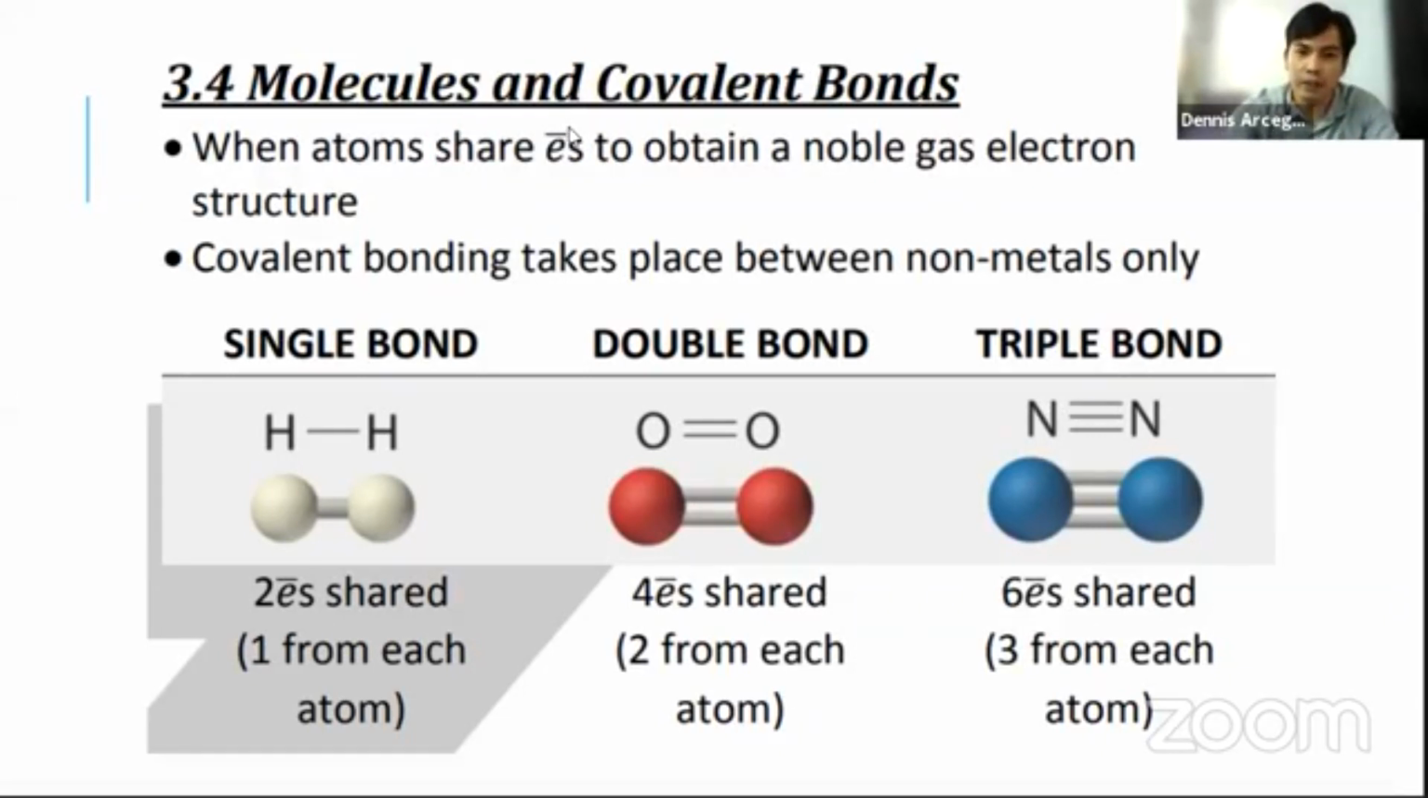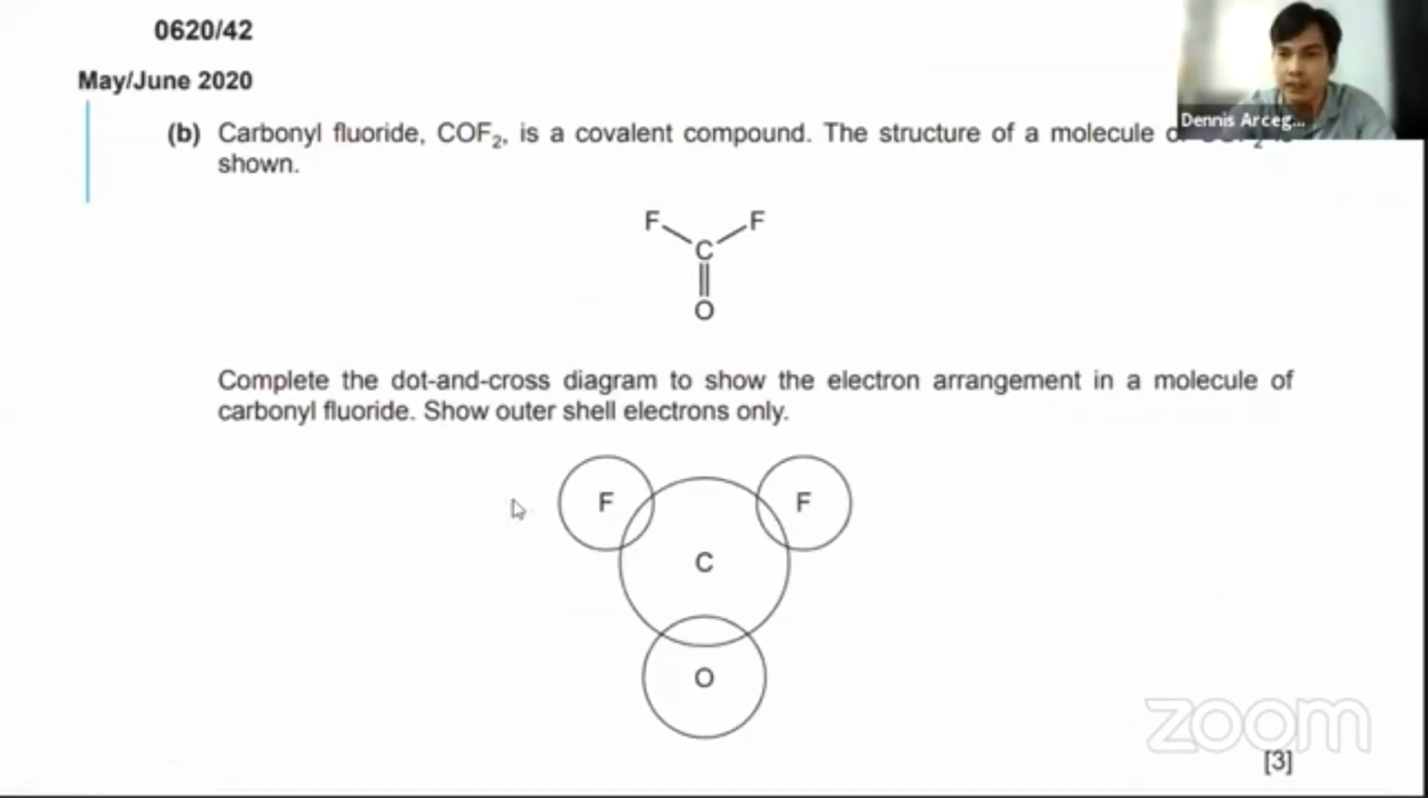How are you going to present sharing of electrons? It's like this one. Complete the dot and cross diagram to show the electron arrangement in a molecule of carbonyl fluoride and show the outer shell electrons only. Fluorine is group 7, so it has 7 electrons in the outer shell. Then for carbon, it is group 4, so it has 4 electrons in the outer shell.